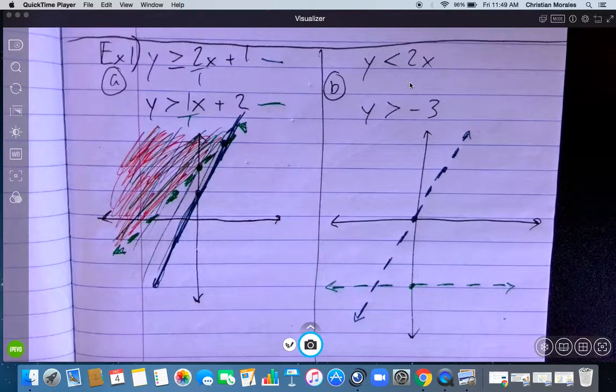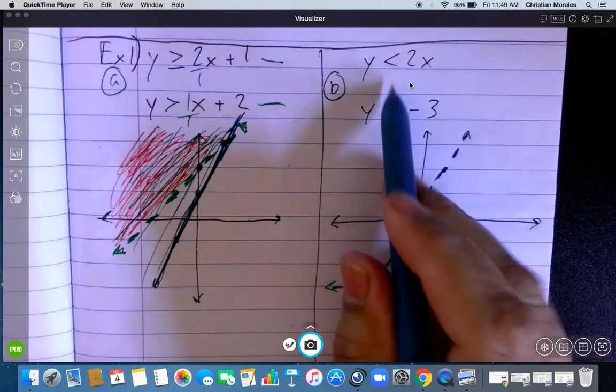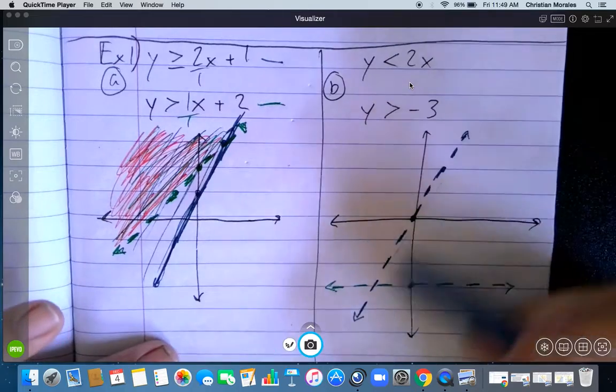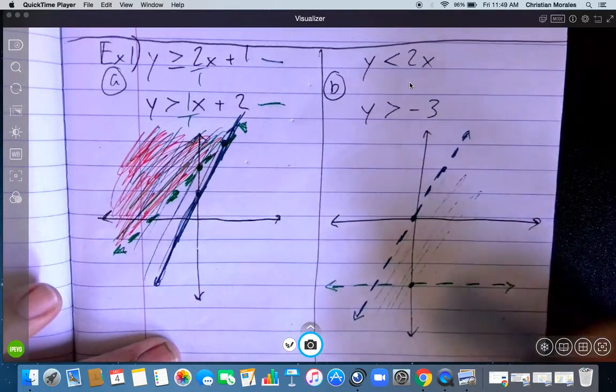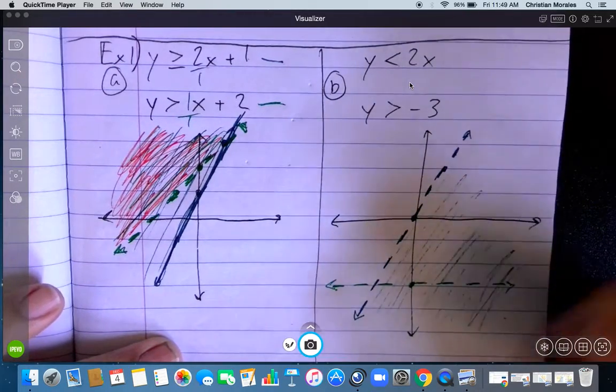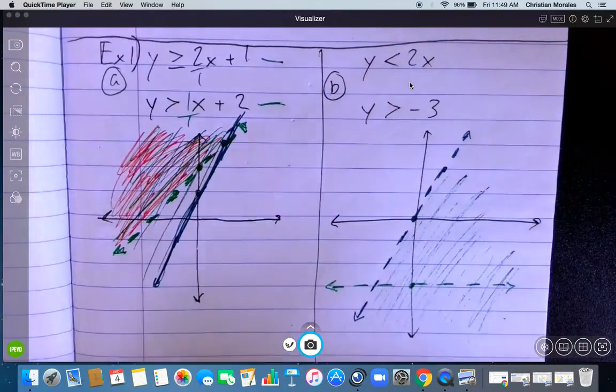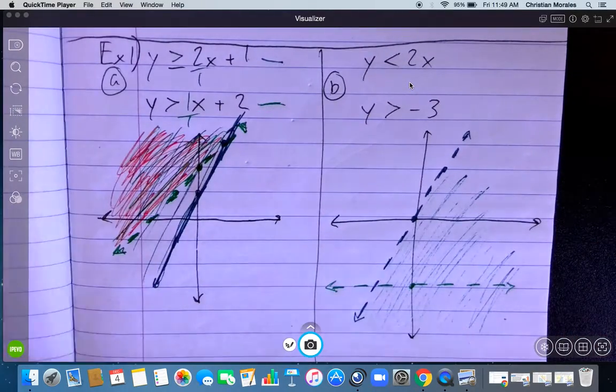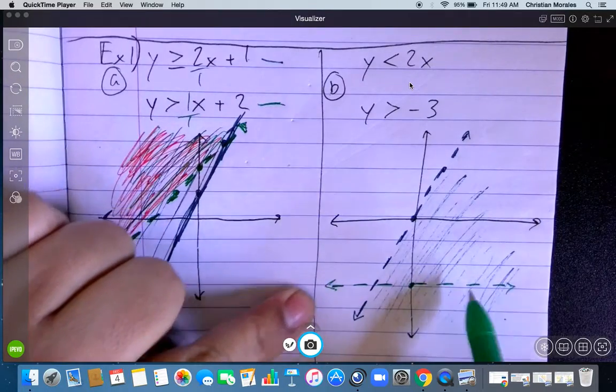As far as the shading goes, the way it works is we're going to shade for the first line, y is less than. So we're going to shade over here, less than. Actually, that works pretty well. This is less than the line. Y is greater than, so greater than the line would be up here.